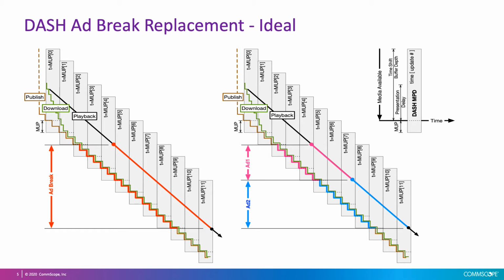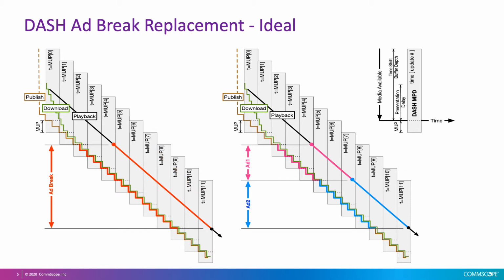So here are some diagrams to help us visualize an ideal ad break replacement on Dash. The diagram here on the left represents the packager output as it outputs each MPD update. And so each of these gray boxes is an MPD update, and they're numbered 8, 9, 10, 11. I'll explain that in a minute.